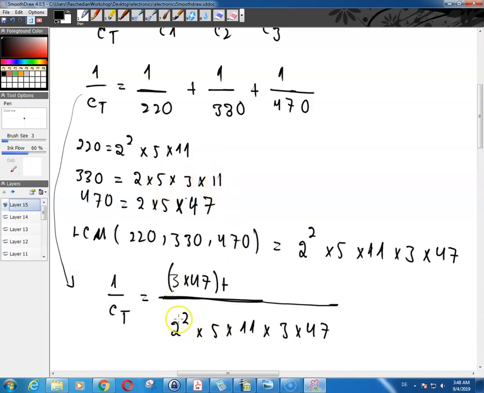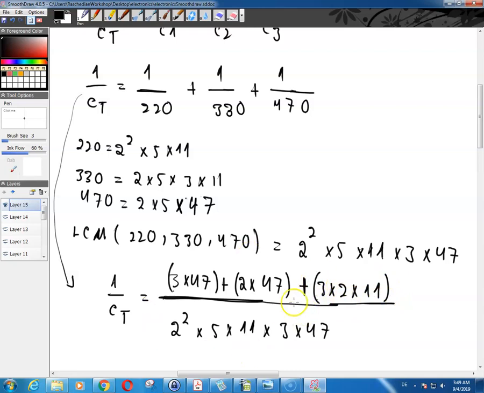So one of these factors would be cancelled out. You would have a 2, a 5, 3, and 11. So 5, 3, and 11 will be cancelled out, and you will have 47 here. And over here you have the 470. The 470 has a factor of 2 in it, a factor of 5 in it, and a factor of 47. So you have 3 times 11 times 2.